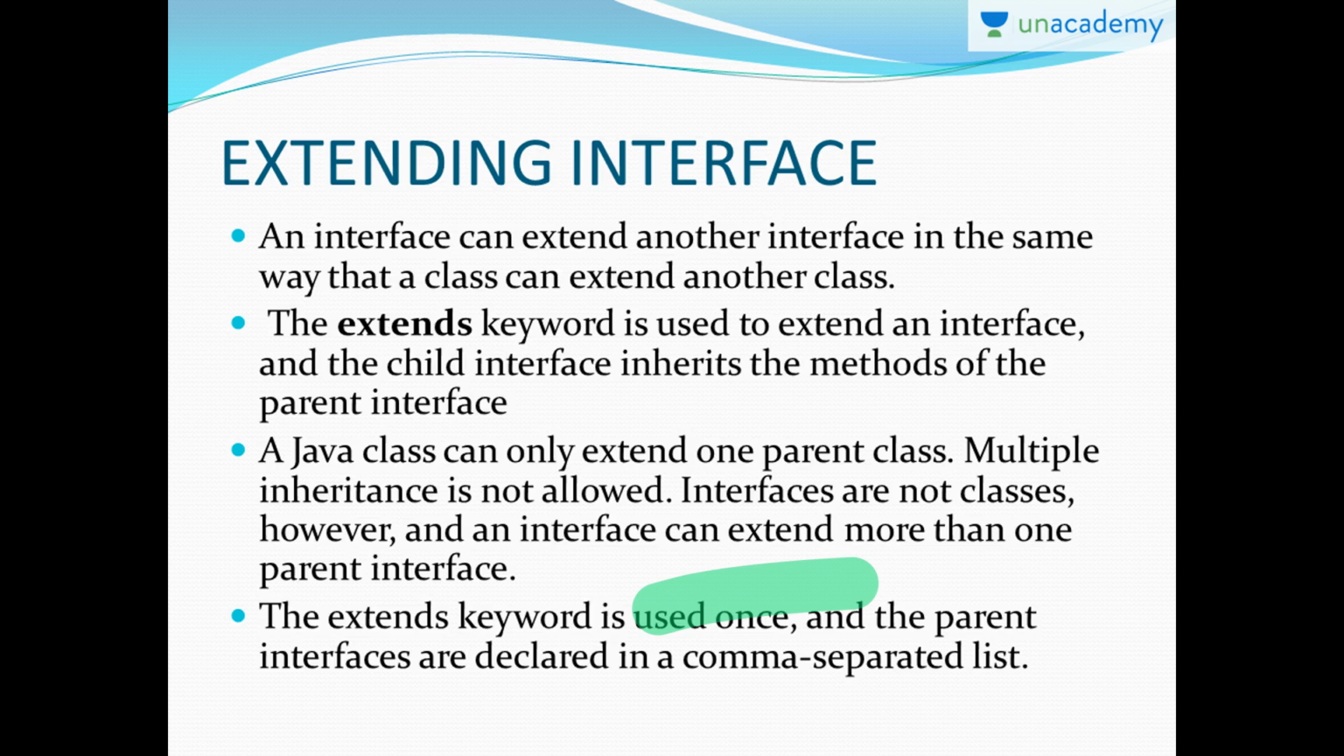And the extends keyword is used once, and the parent interfaces are declared in a comma separated list. That is basically the child which needs to inherit the parent's properties uses the extends keyword and inherits the parent interface properties. So this is how extending an interface works. It is just similar to class inheritance, but the only thing different is we also have multiple inheritance over here. So this is the interface topic, and this is clear.